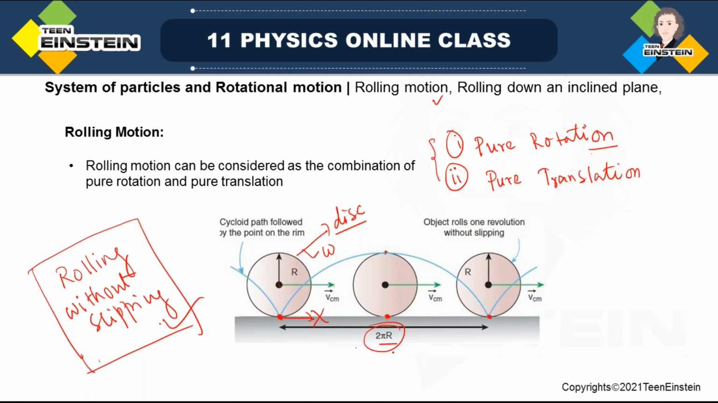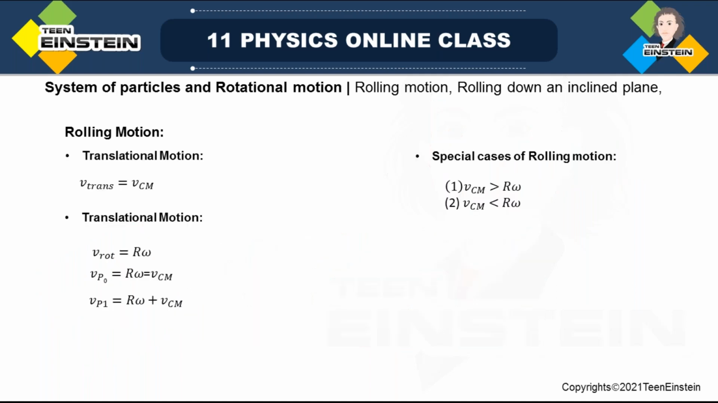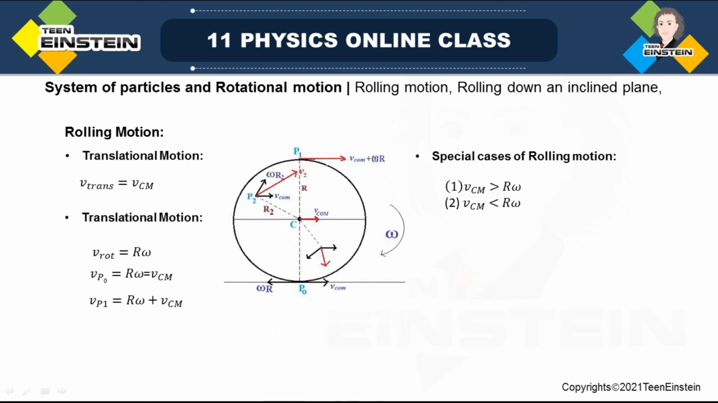Okay, so now we'll see what happens in this kind of rolling motion. As I was showing, it is a combination of translation and rotation. So how do we describe the translational motion of this disc?